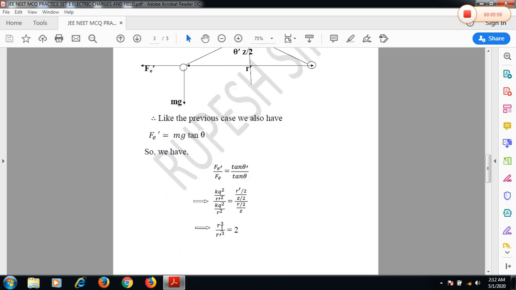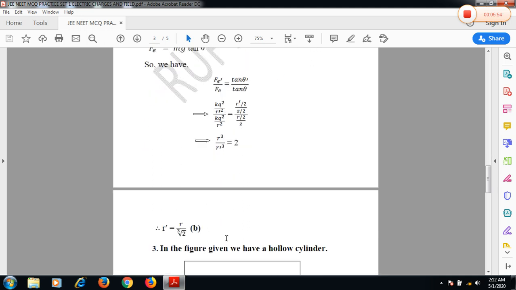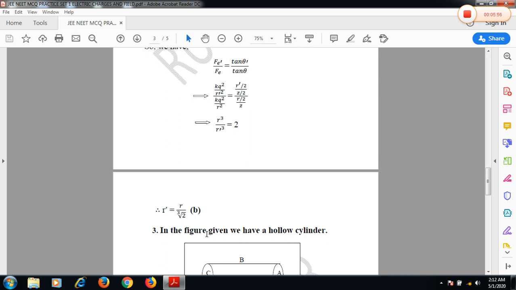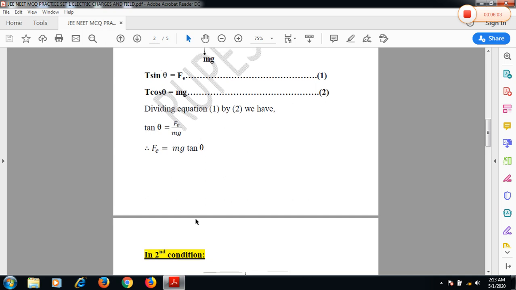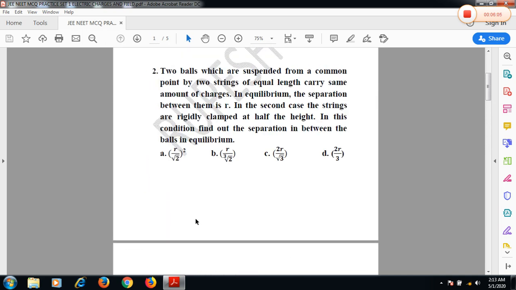So we are having r cube by r dash cube equals to 2, resulting in r dash equals to r by cube root of 2. So option B is correct. Option B is correct.